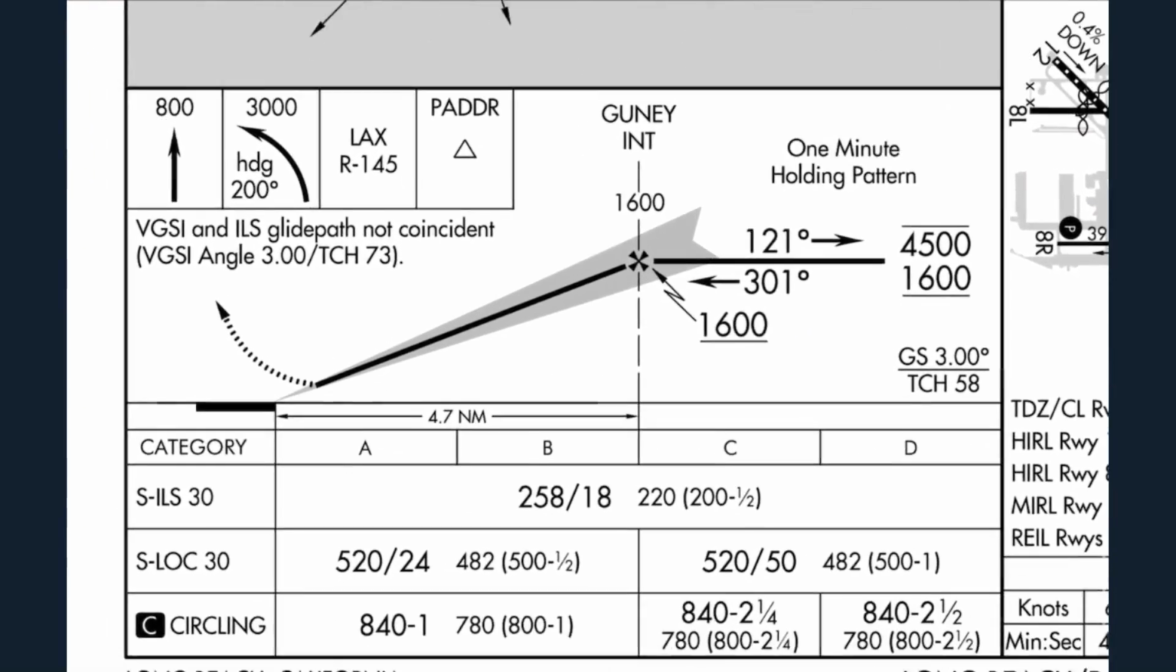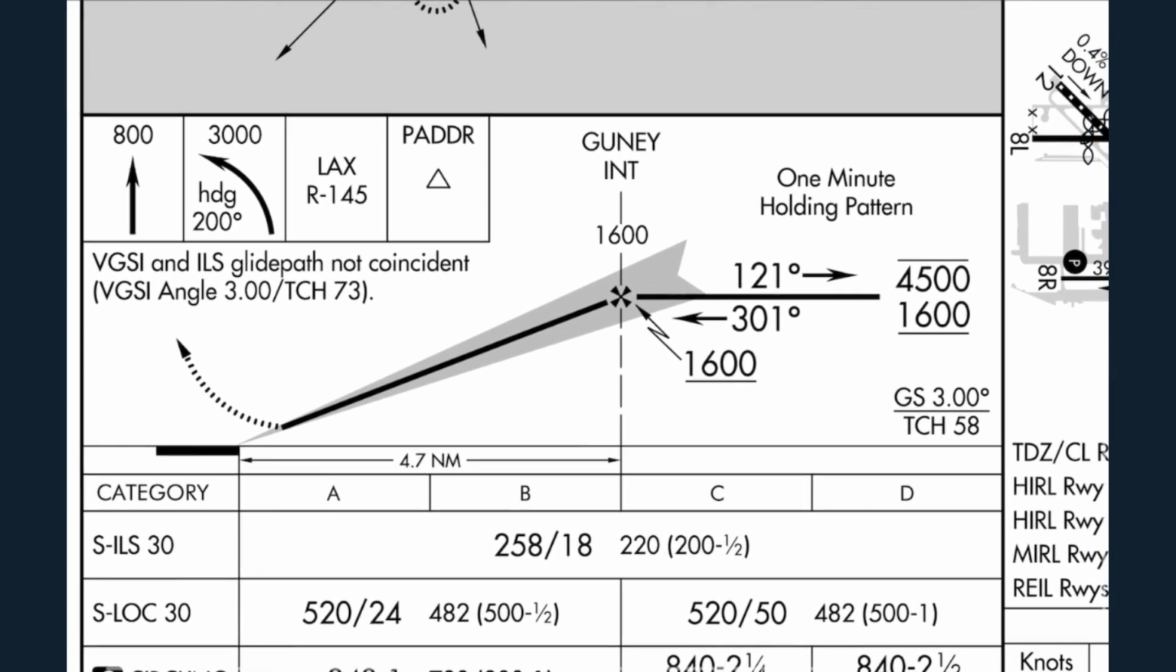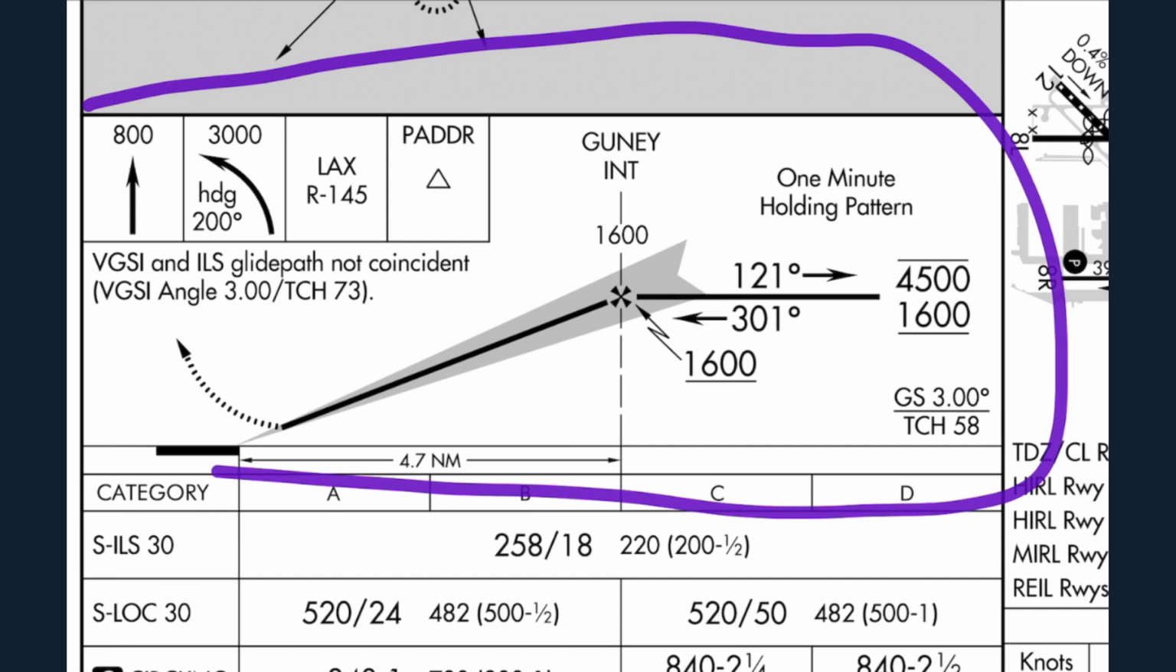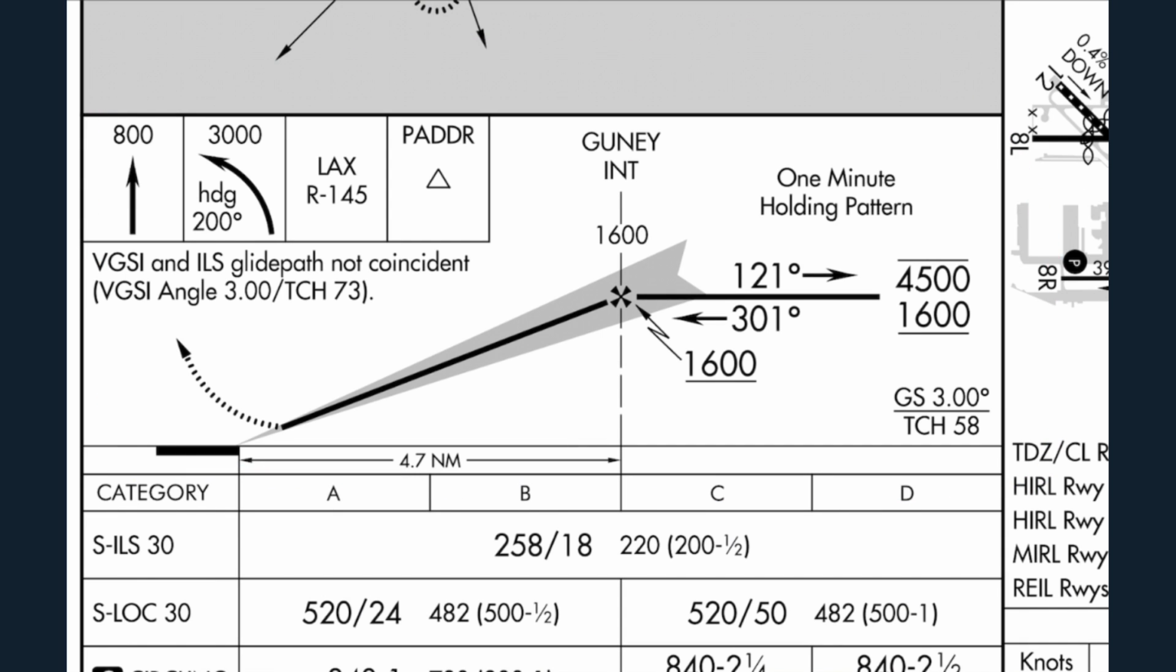Now, if we look at the bottom of the chart, there's this area here. This is called the profile view. And what this shows us are our waypoints. You can see GUNNY right here. And it shows us what altitudes we need to be at each waypoint. So in the case of GUNNY, you can see we need to be at 1,600 feet. So once we get to that point, we can expect to have the glide slope radio transmission in range and be able to see our vertical guidance on our instruments.